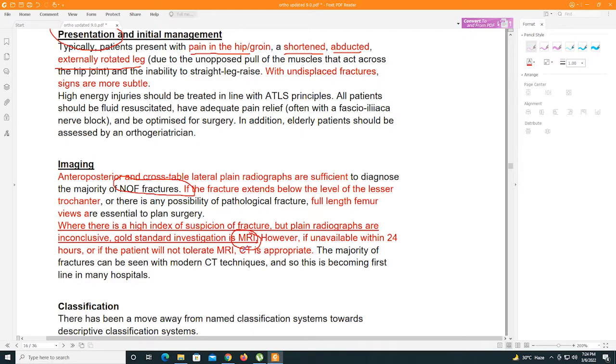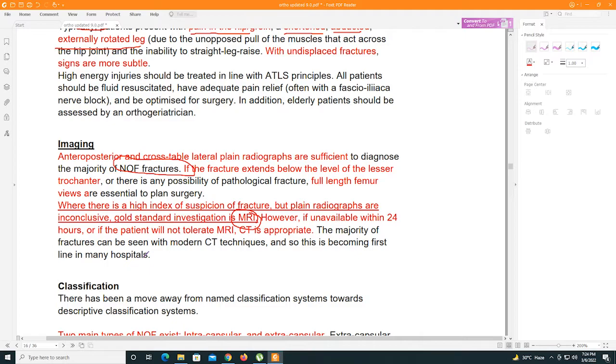But there is a catch. If the MRI is not available within 24 hours, or the patient may be claustrophobic, in that kind of situation the CT scan is appropriate.